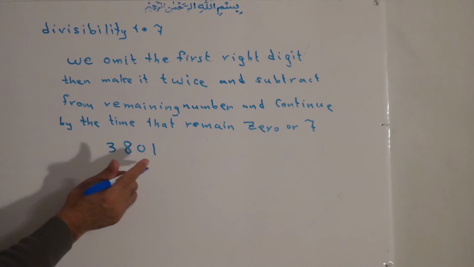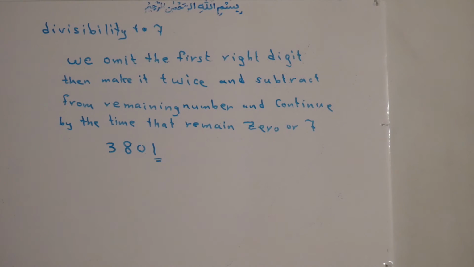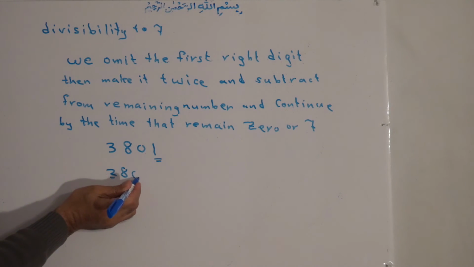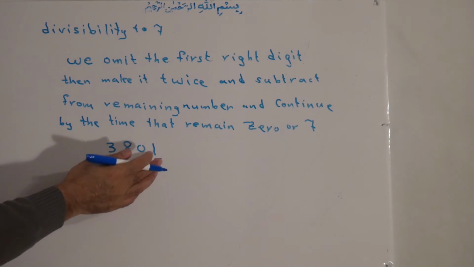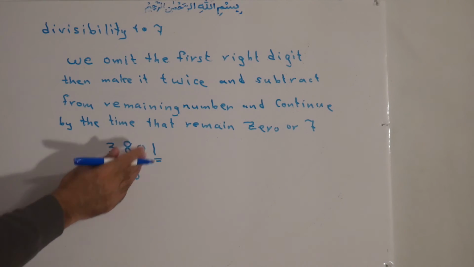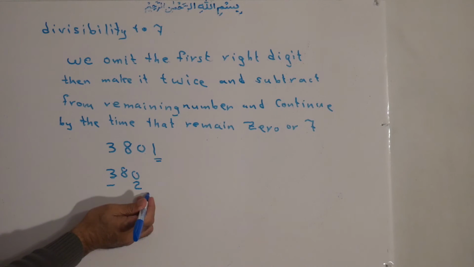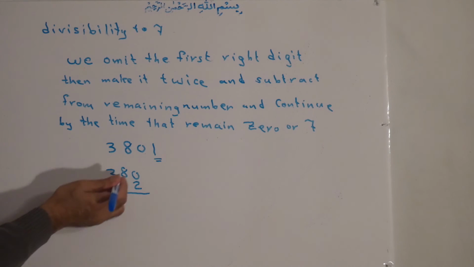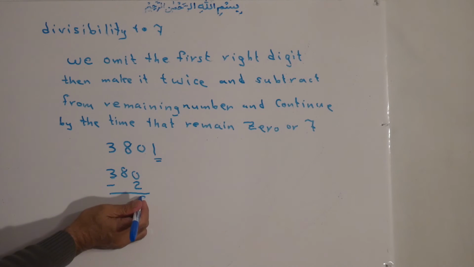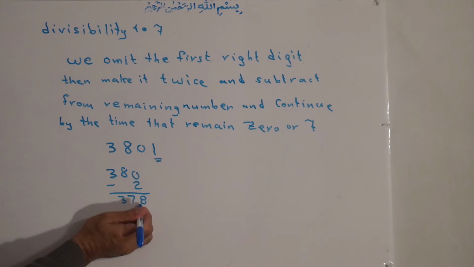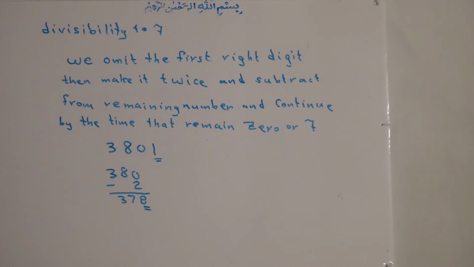What we do, we omit the 1. Remaining 380. Then we make it twice. Twice means we do it times 2. 2 times 1 is 2. Then we subtract this from here. 10 minus 2 is 8. Remaining 378. Then we omit the first right digit, the 8. Now our number is 37.